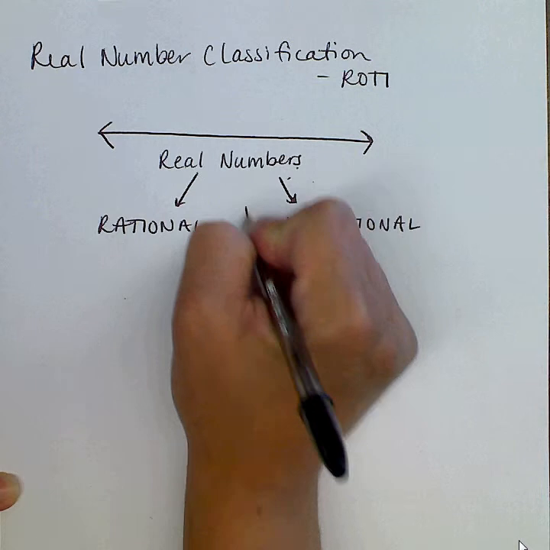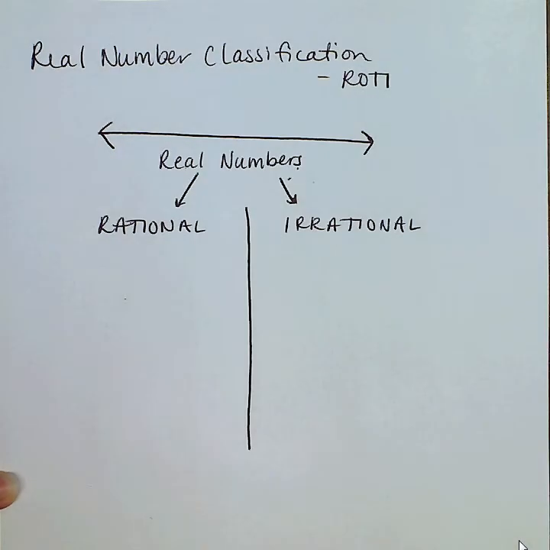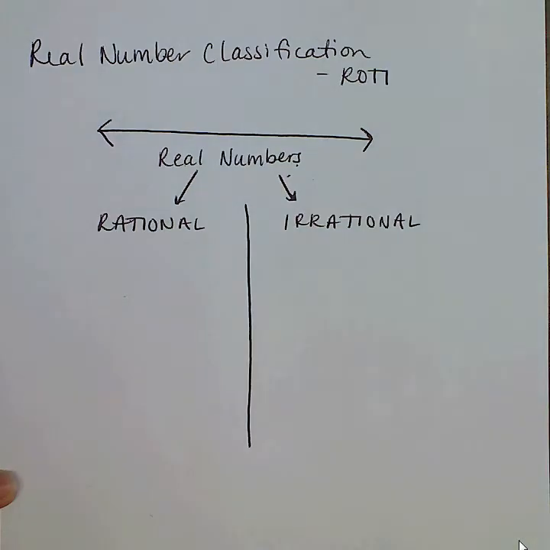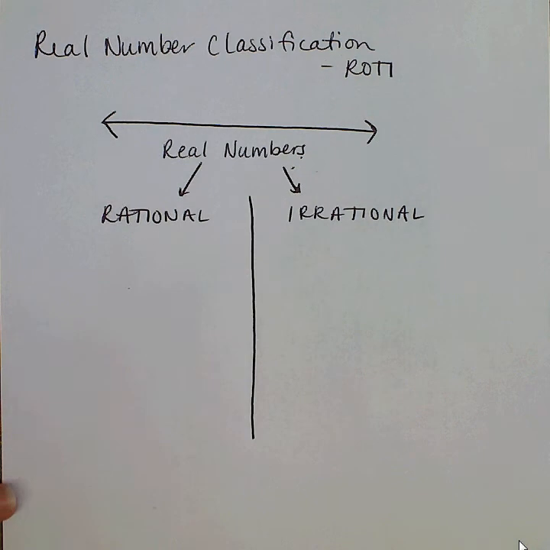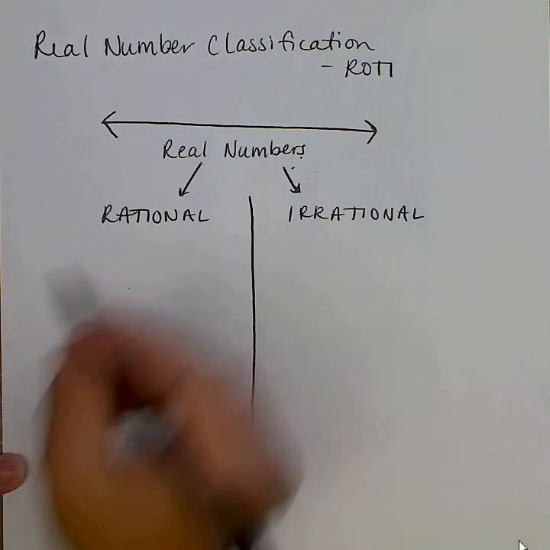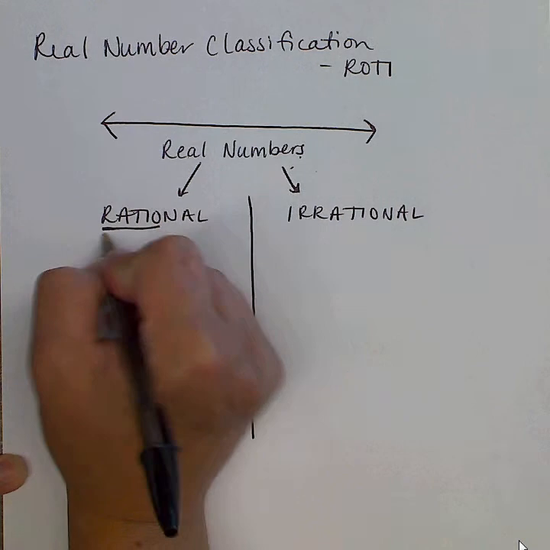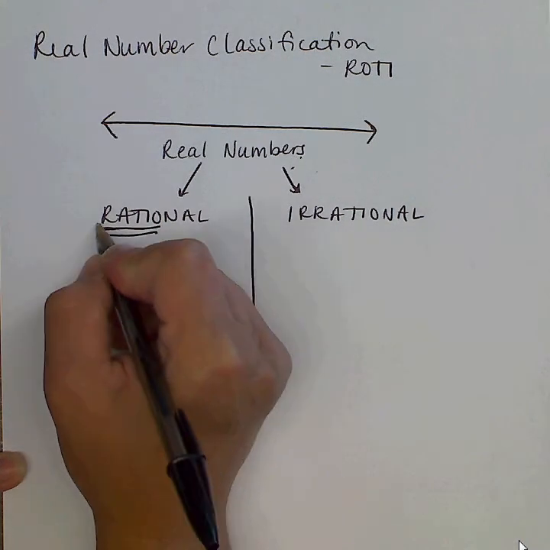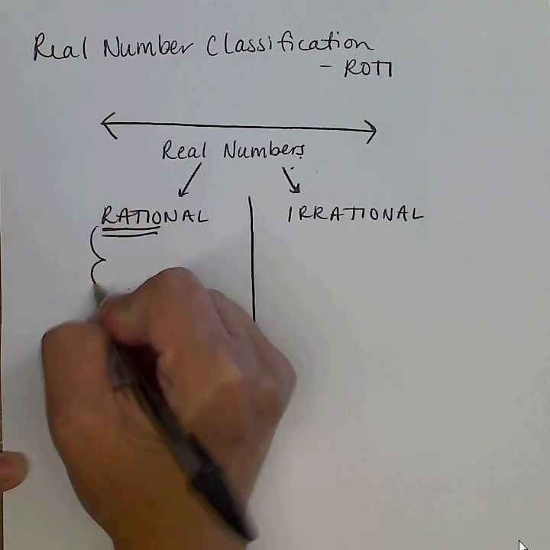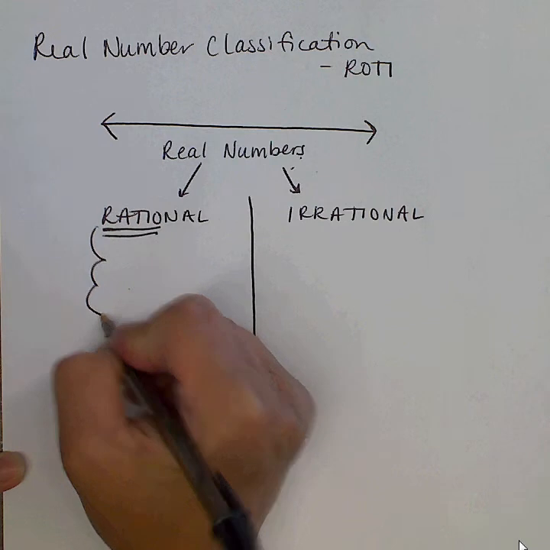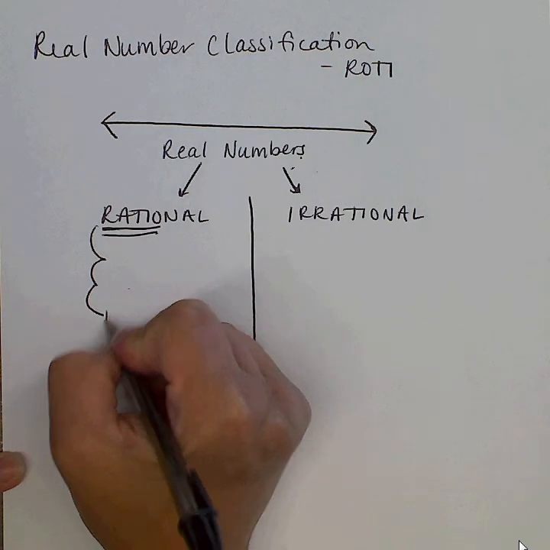And these things cannot be overlapping. You're either rational, predictable, or irrational, unpredictable. And so rational numbers are numbers that can be written as ratios. They include some subsets too. Like, let's start with the smallest one here. Let's start with natural numbers.